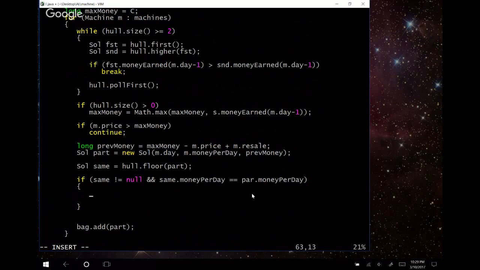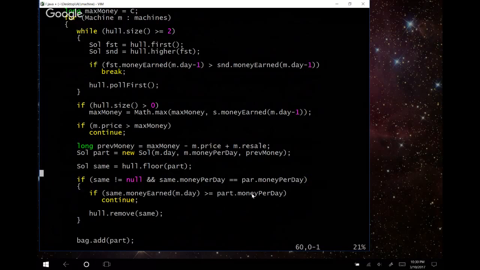And it all comes down to the previous money. So if same dot previous money, oh, actually the best way to do this is just look at the money earned. So if the money earned is greater than or equal to mine, otherwise, I need to remove it. So this just ensures that no two lines have the same slope. I don't want to have parallel lines in my data structure, and I don't want to have two things with the same slope right next to each other. Just kind of a special caveat in terms of my data structure.